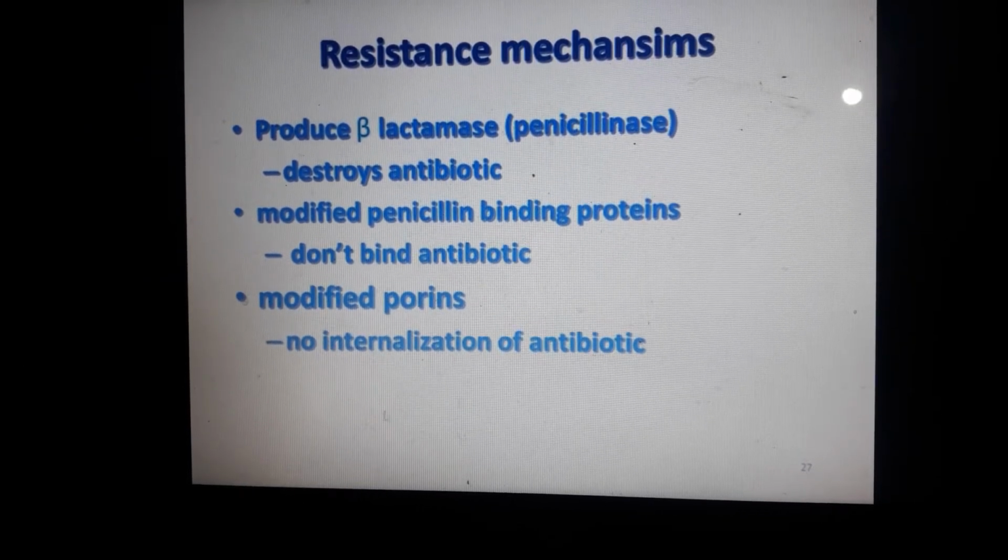Modified porins prevent the penetration of the antibiotic before they enter, because they will cross the cell membrane. So there are what we call porins, or modified porins, that are able to block the antibiotic penetration. So that is the resistance mechanism.